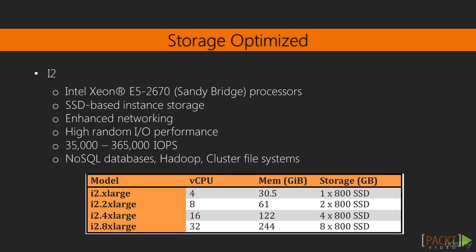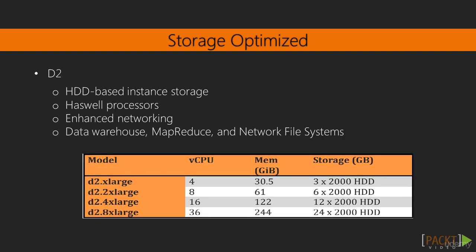Finally, there are two storage-optimized instance types, one with SSD storage and the other with hard disks. I2s provide up to 1.6 terabytes of SSD instance storage, accessible at up to 365,000 IOPS. So they are sometimes referred to as I/O optimized instances. They are great for NoSQL databases, Hadoop, and cluster file systems. D2s provide up to 48 terabytes of local magnetic storage. This makes them great for data warehouses, MapReduce, and network file systems.